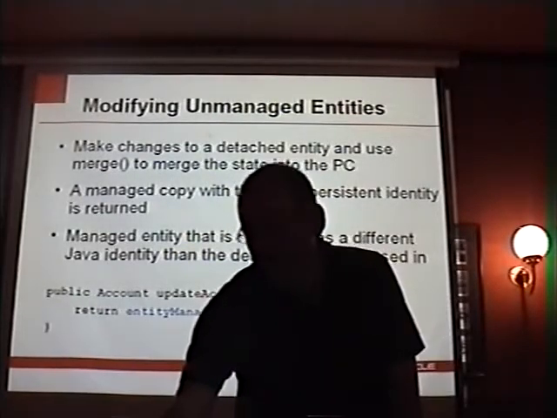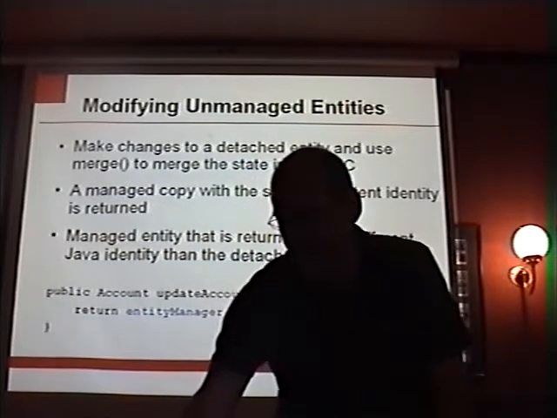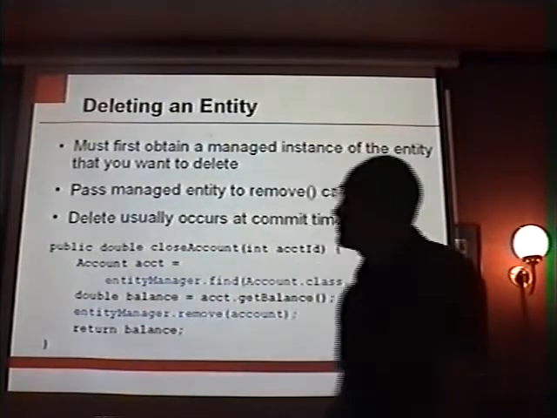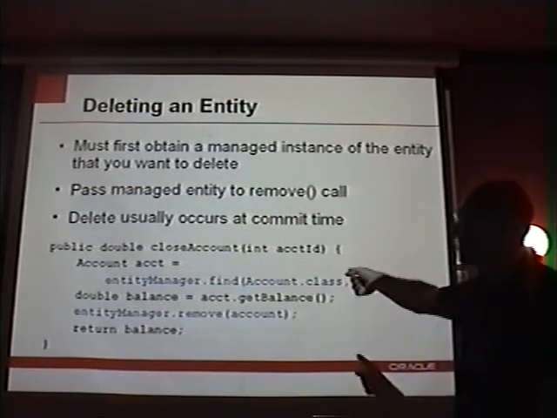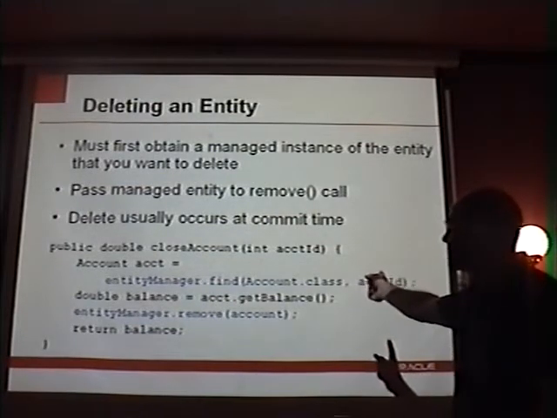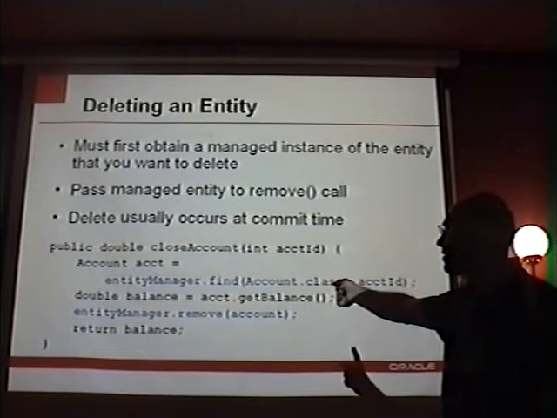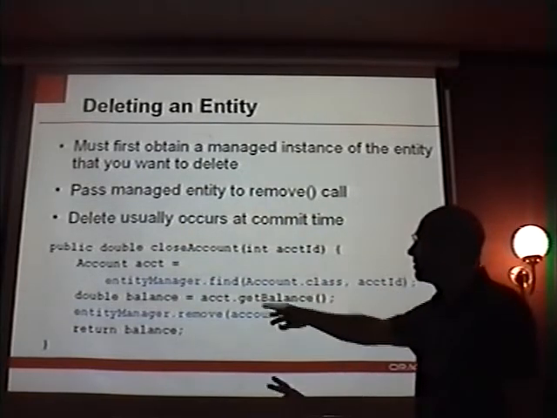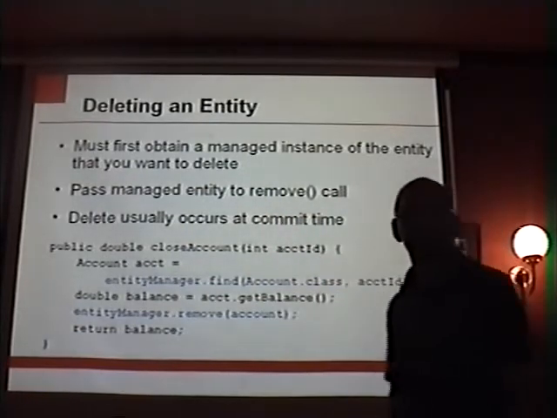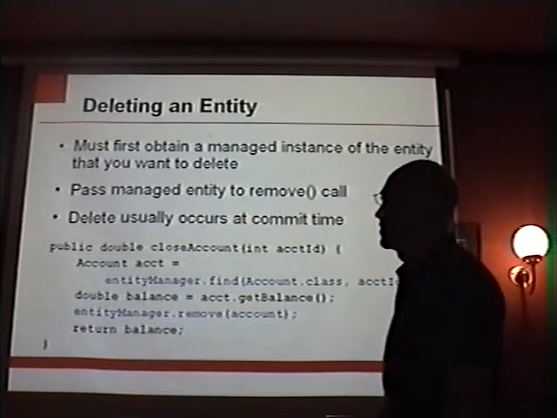But you don't care that it's a different detached instance. All you care about is your data gets merged. And finally, deleting, you do the same thing. You find the object so that it's managed. You want to get the balance before you delete it. Then you say remove to it. Return your balance that was in it, so that you return to the client how much they actually had.